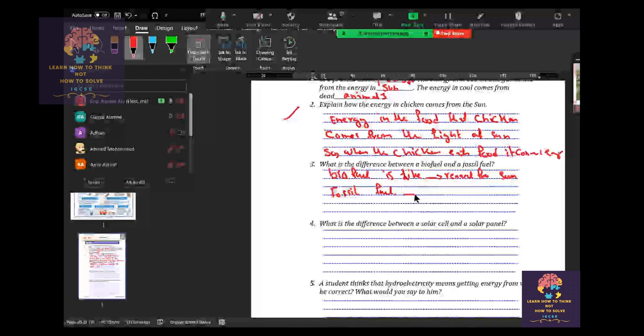And the fossil fuel came from what? Fossil fuel like crude oil. From dead animals. Okay, from dead animals. Give me an example for fossil fuel. Coal, right. Petrol. Very good. Oil. Very good. Crude oil. Petrol, very good. Okay, thank you.